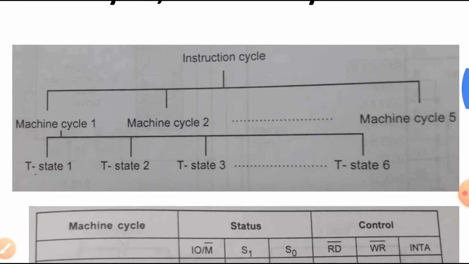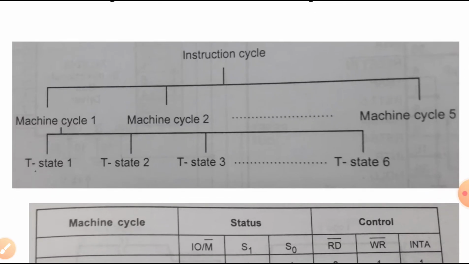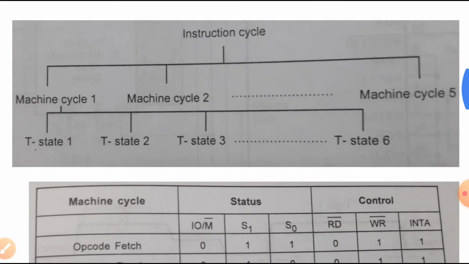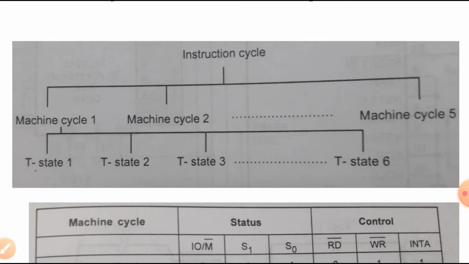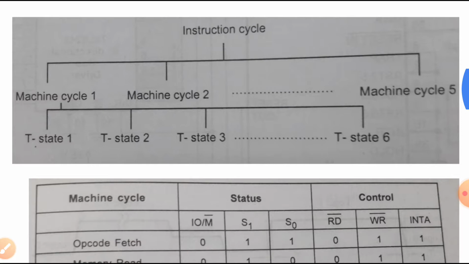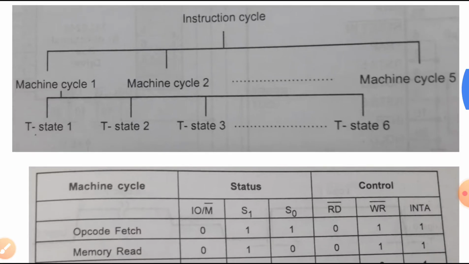So, in other words, whenever we want to move data in or out of the microprocessor, a machine cycle is required, and each machine cycle consists of 3 to 6 clock periods, or 3 to 6 clock cycles. Those clock cycles are known as T states. As far as the definition of T state is concerned, one subdivision of the operation performed by a processor while executing any instruction is known as a T state.